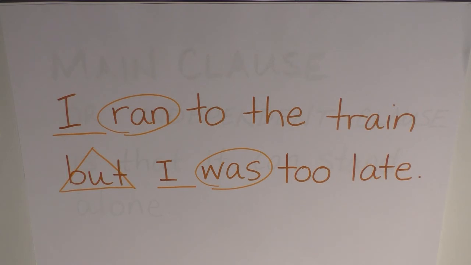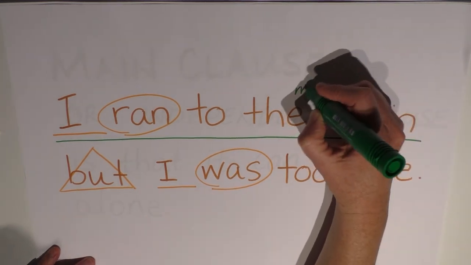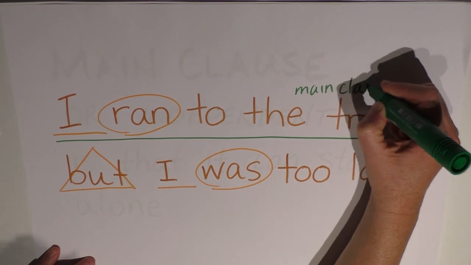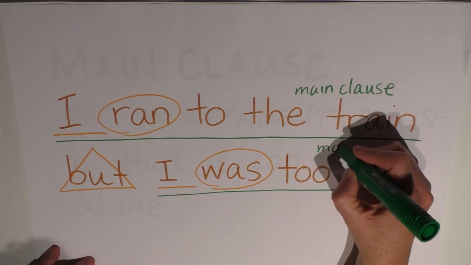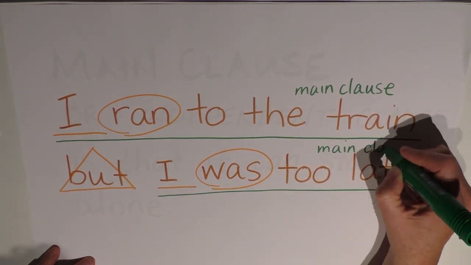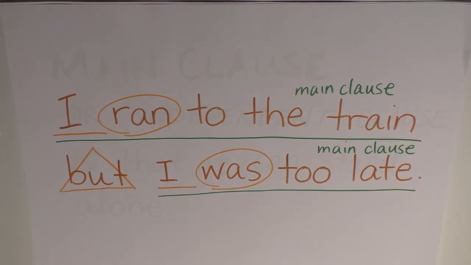Firstly, each clause in a compound sentence is a main clause or an independent clause. So this one here, I ran to the train, this is a main or independent clause, and this clause here, I was too late, this is also a main clause or an independent clause. How do I know that they're a main clause or an independent clause? Well, they can stand alone. That is, I ran to the train, full stop. Yep, that's a complete sentence. I was too late, full stop. Yep, that's a complete sentence.